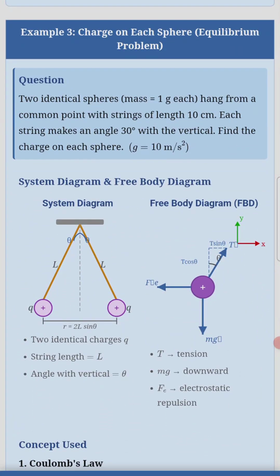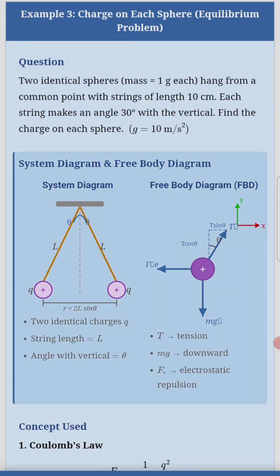Example 3. Charge on each sphere, an equilibrium problem. Two identical spheres, each of mass 1 gram, hang from a common point using strings of length 10 centimeters. Each string makes an angle of 30 degrees with the vertical. Find the charge on each sphere, g equals 10 meters per second squared. This is a classic NEET equilibrium problem combining gravity and electrostatics.